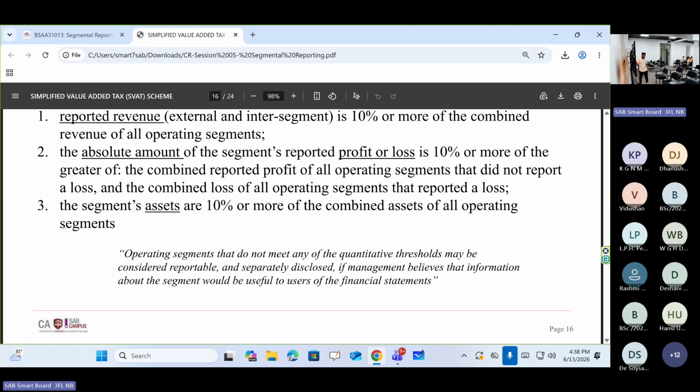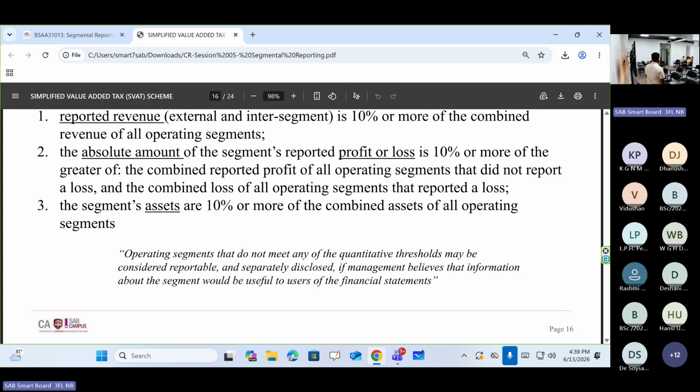This is very important. So these are the quantitative thresholds. Remember that that's a minimum requirement of disclosing. So that is the minimum criteria. If management is willing to disclose something, they can voluntarily disclose it; it is not required to comply with the quantitative threshold.